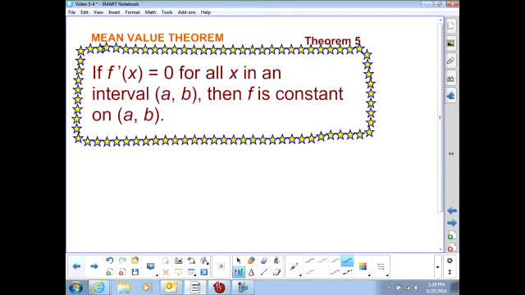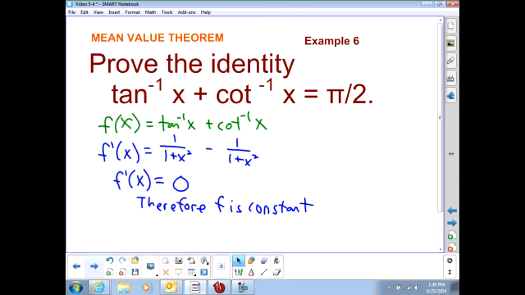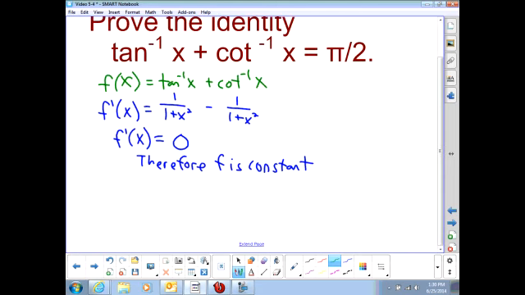Well, flipping back here, we just said if f prime of x is equal to 0 always, then f must be a constant. So we know, therefore, f is constant. Because it is constant, that means we can plug in any value for x and find out what it will end up equaling. So we are going to use the x value of 1.